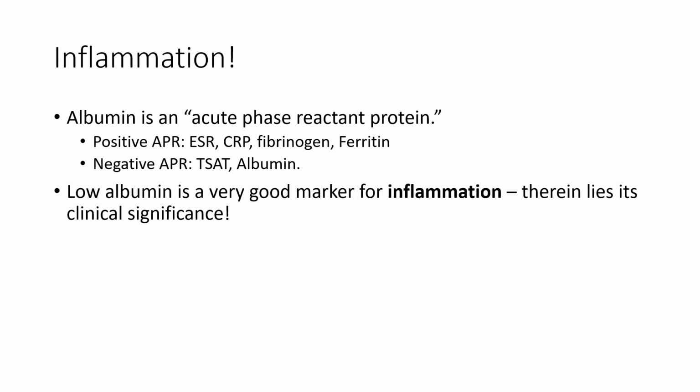So there are certain proteins that are either overproduced or underproduced in the setting of acute illness or acute inflammation. For example, positive acute phase reactants include the erythrocyte sedimentation rate, C-reactive protein, fibrinogen, and ferritin. So when your body is stressed out, the liver cranks out more of these proteins. On the other hand, when the body is really sick, you produce less transferrin saturation and albumin. So albumin is a negative acute phase reactant. So its levels plummet in the setting of acute illness.